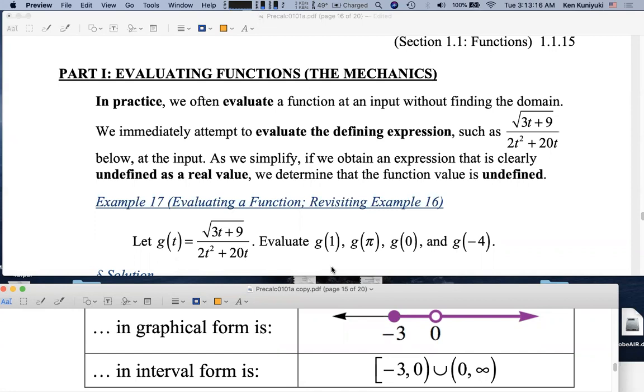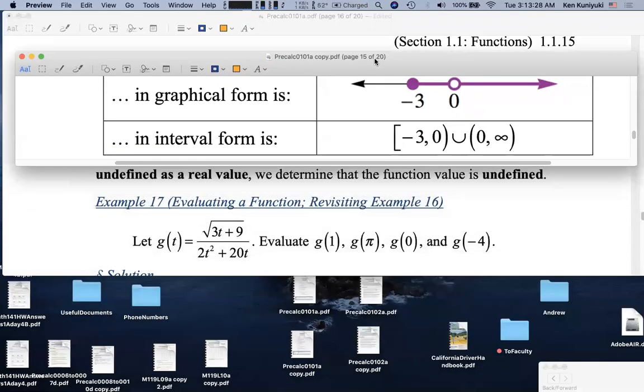First of all, some of these will be real and defined outputs, and some of these will be non-real, and therefore undefined as outputs. Which ones? I'll give you a hint. Here's the domain that we obtained in the previous example.